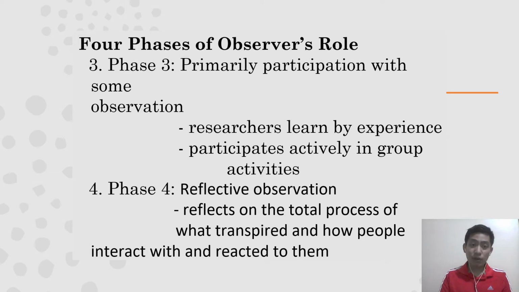Phase 4 is reflective observation. The researcher reflects on the total process of what transpired and how people interacted with and reacted to them. So if you're in ethnographic research and it's an observation type of data gathering, phase 4 is how you analyze and interpret their behavior, and what the effect and reaction is to you as a researcher.